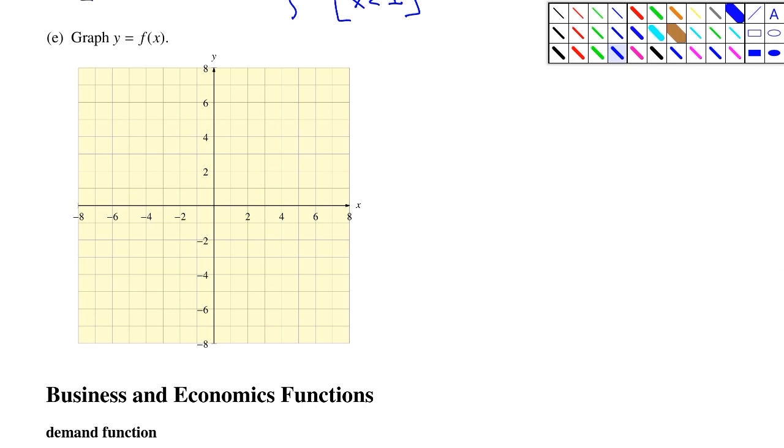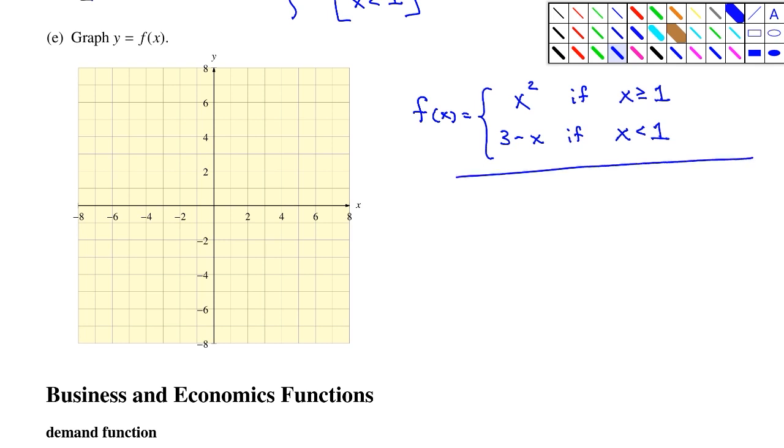All right. So the graph of y is equal to f of x. Let me write down our f of x function here again, in case we've forgotten it. It's x squared if the x's are greater than or equal to 1, and 3 minus x if the x's are less than 1.